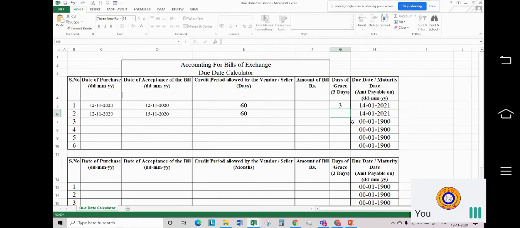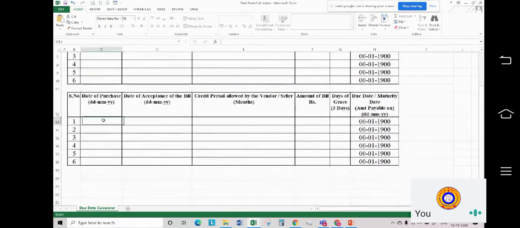Let me move on to the months. So the date of transaction, let's take today's date itself, 12, 11, 20, and the acceptance, let it be today's date itself, 12, 11, 20. Here in terms of months, I should not exceed beyond 12. It should be from 1 to 12 because we have only 12 months, as you know very well. So here I have to mention either 2 months or 3 months as the case may be. So I'm just mentioning here 2 months.